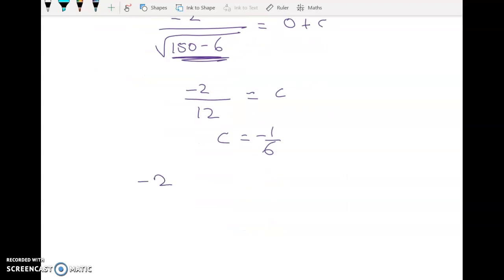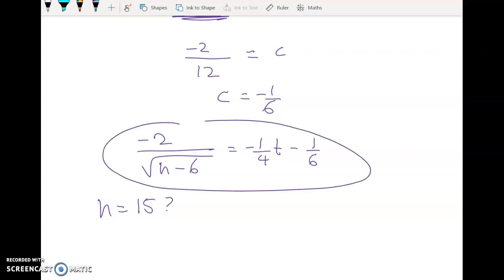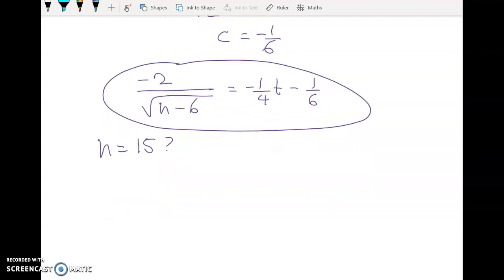We get negative 2 over the square root of (h minus 6) is equal to negative 1/4 t minus 1/6. And we're asked when is h equal to 15. So I don't need to rearrange this and make h the subject, right? I'm just asked how long does it take for the height to be 15 centimetres. Substituting in, what am I looking for? Well, I'm going to substitute in 15 for h.